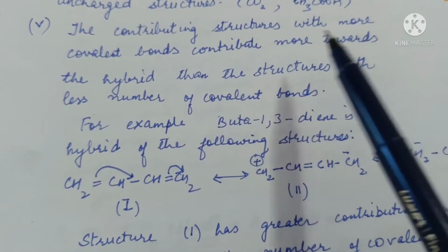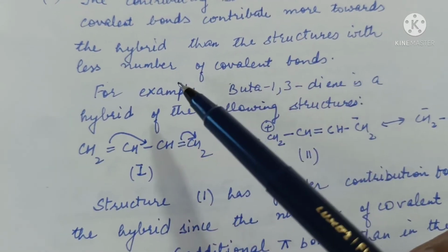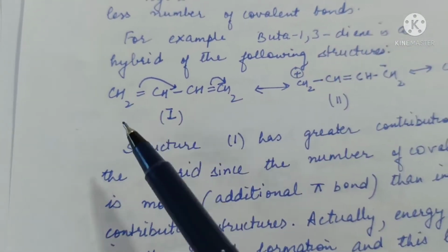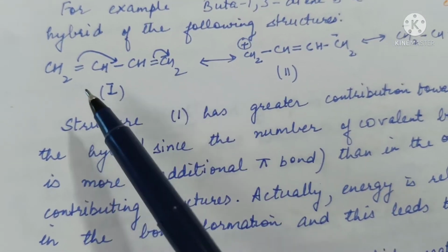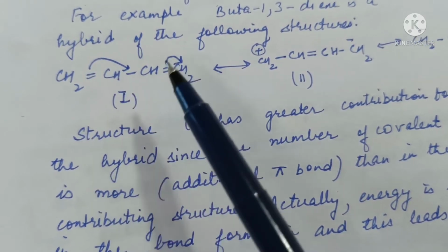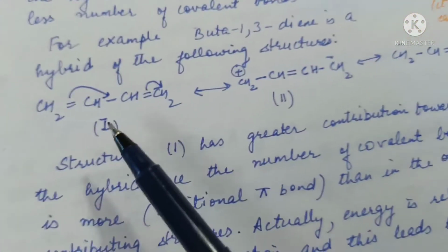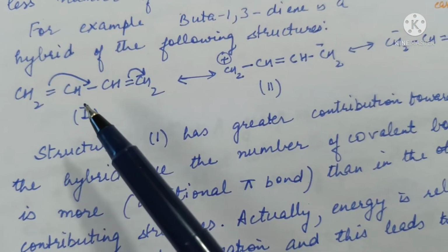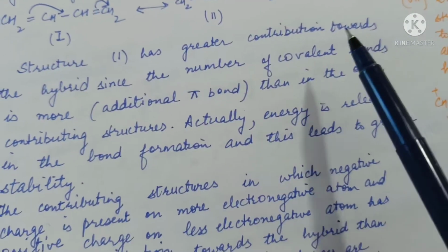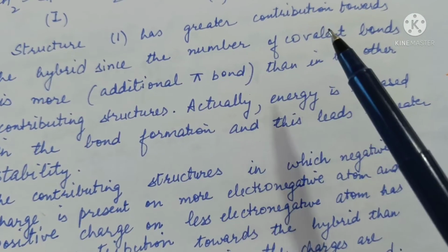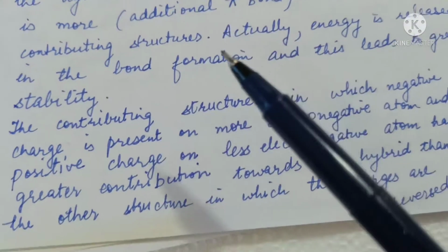The contributing structures with more covalent bonds contribute more towards the hybrid than the structures with fewer covalent bonds. For example, structure 1 for buta-1,3-diene has a pi bond extra, whereas the resonating one has one pi bond less. So this structure will contribute more because it has more bonds. Structure 1 has greater contribution because the number of covalent bonds is more. There is an additional pi bond.